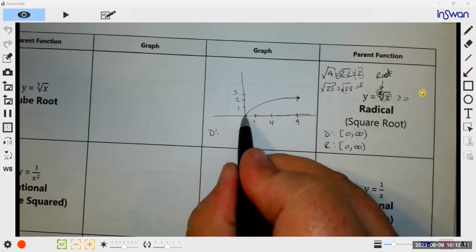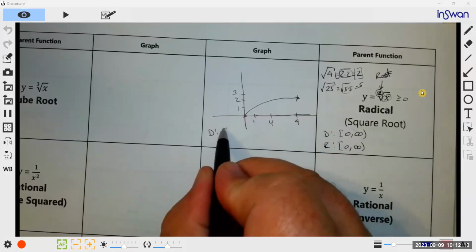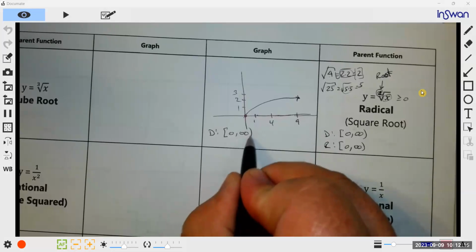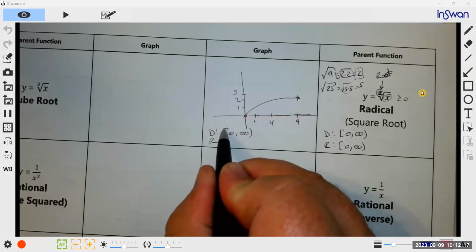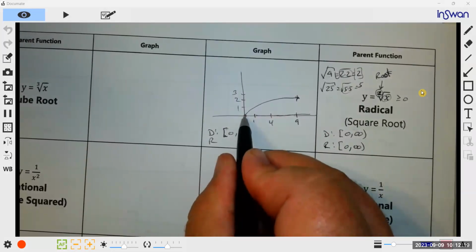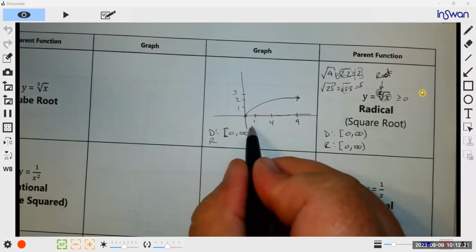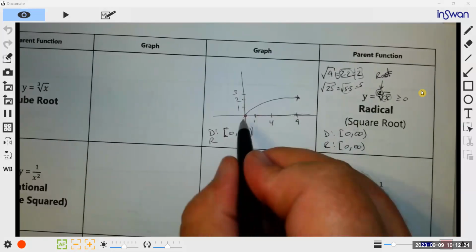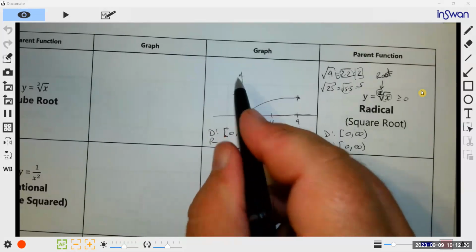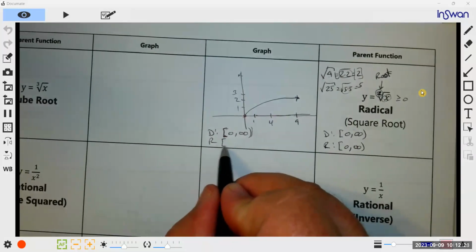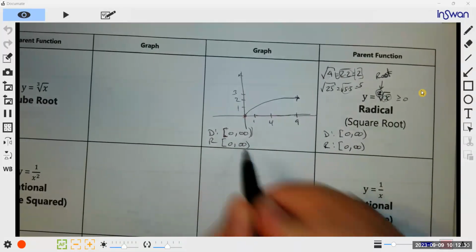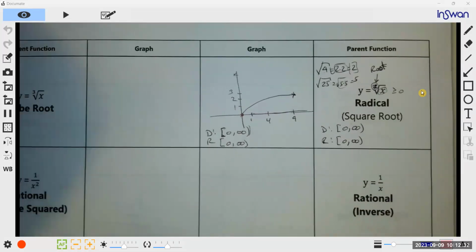The domain starts at 0 and goes to infinity. Now notice, if you can use the value, I put a bracket. You can never get to infinity, so it's a parenthesis. Likewise, with the range going up and down, the smallest it could be is 0, and the largest it could be is infinity.